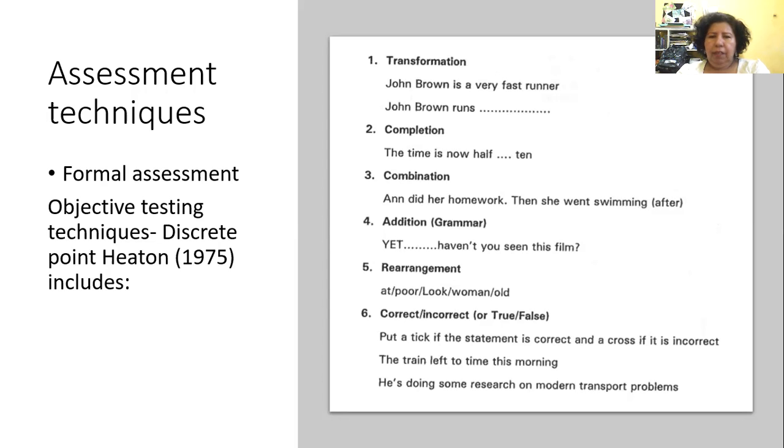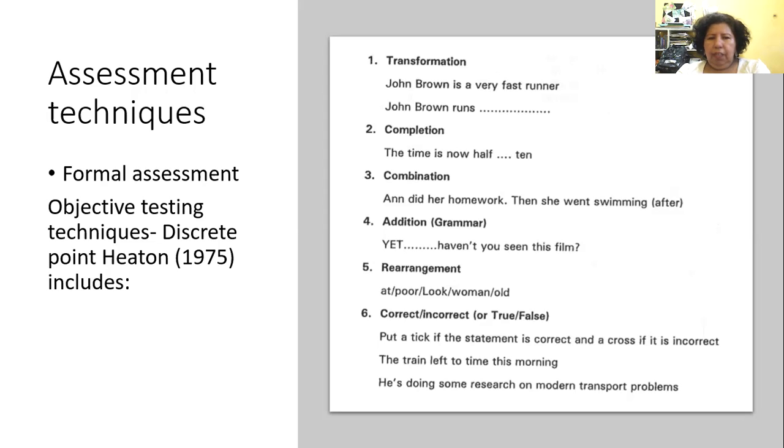Combination, and did her homework. Then she went swimming, okay? And we need to add or include the word "after" in between the two sentences.